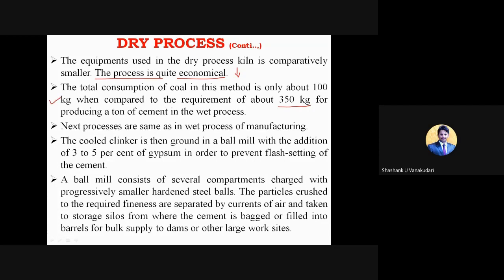Okay, so here we are going to check the total consumption of coal in the wet process and the dry process. Suppose we are going to manufacture around 1 ton of cement. To manufacture 1 ton of cement in the wet process we require 350 kg of coal, but in the dry process we require only 100 kg. So we save around 250 kg of coal, which leaves the manufacturing cost of the cement in a lesser state. Clear?